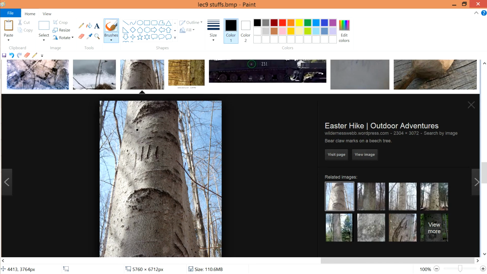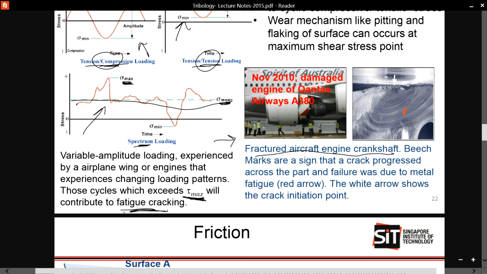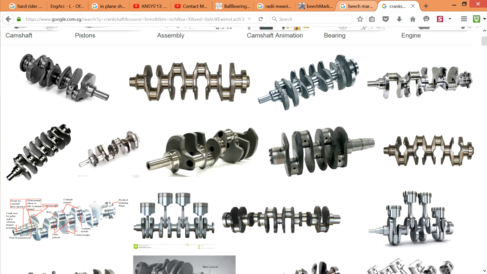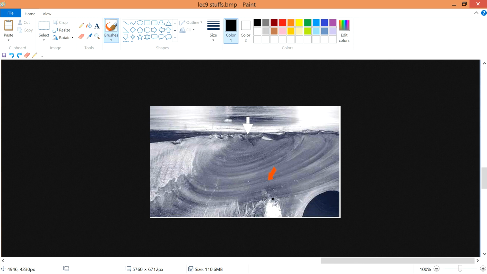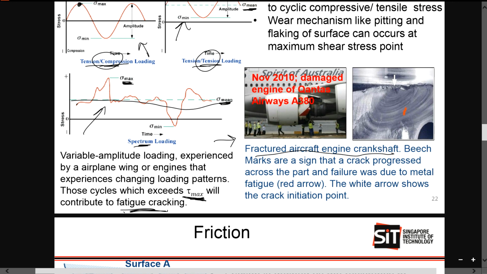So the beach marks look something like that. It's like a bear crawl. The bear actually crawled onto the beach, causing the beach marks. So these are all the beach marks, like bear claw marks on the beach, and this one over here is where the crack starts to occur. So the beach marks are the initiation of the crack, that's what I believe. The marks are a sign that a crack progressed across the part. So the beach mark tells you that the crack has started already, so you need to be careful.